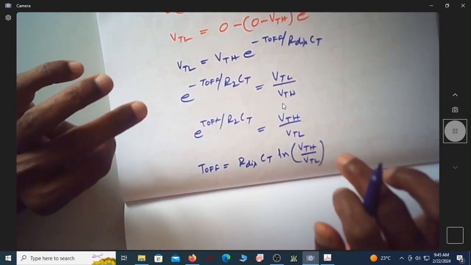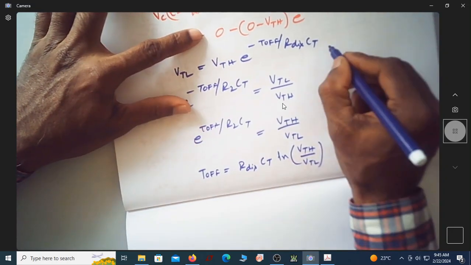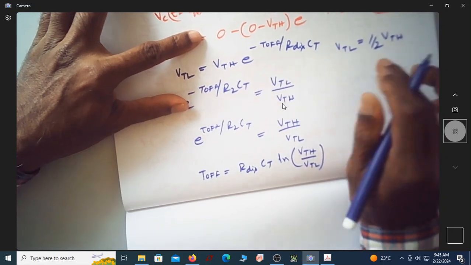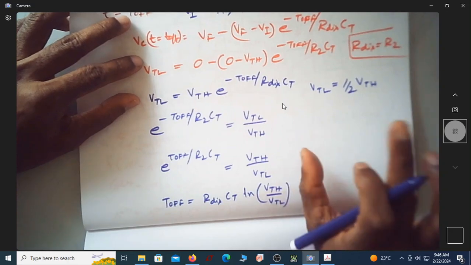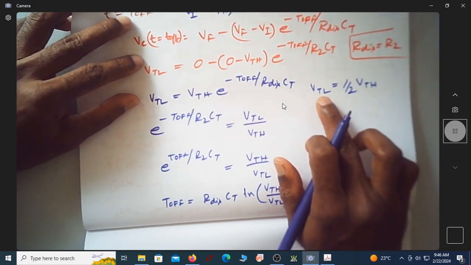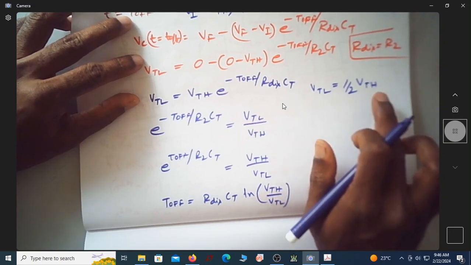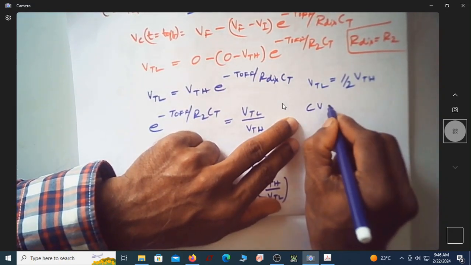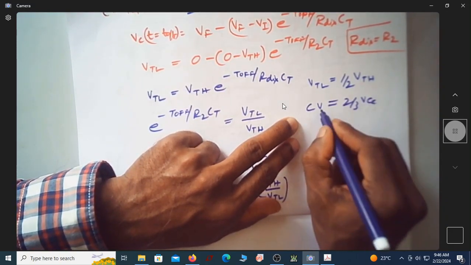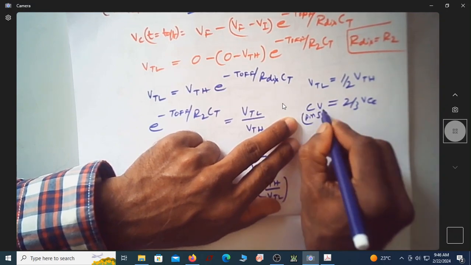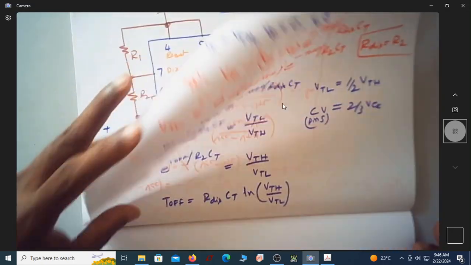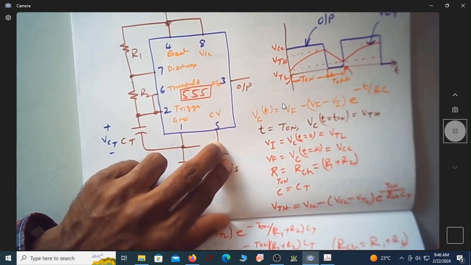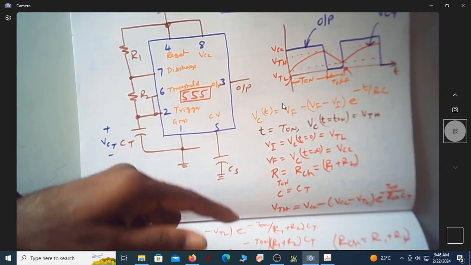This is the expression. Now we know that VTL is always half of VTH. This is known from the internal circuit diagram. VTL, the lower threshold voltage of a 555 timer, is always half of VTH irrespective of the control voltage. Even if the control voltage is 2/3 VCC, this is the control voltage at pin number 5. At pin number 5, it will be 2/3 VCC. In this case, if you are connecting an external battery, it will be that external battery voltage.